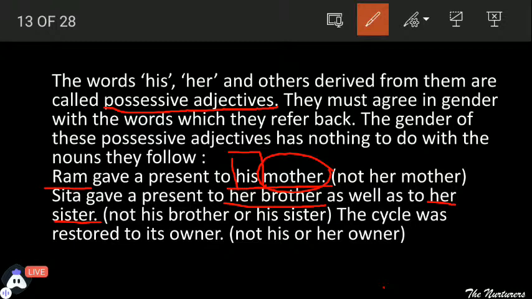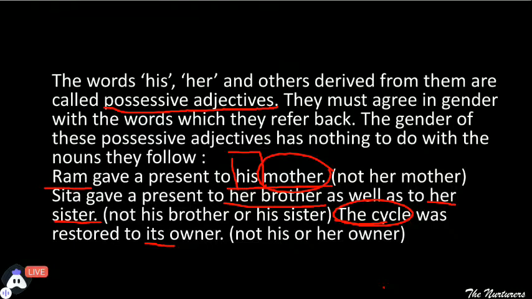Now, one more example. The cycle was restored to its owner. Now, we were talking about the cycle, and as we have already discussed, the cycle is a non-living thing, and for a non-living thing, we will use the pronoun its. So, these are all the examples of possessive pronouns, and in these situations, they have been used as possessive adjectives as well.